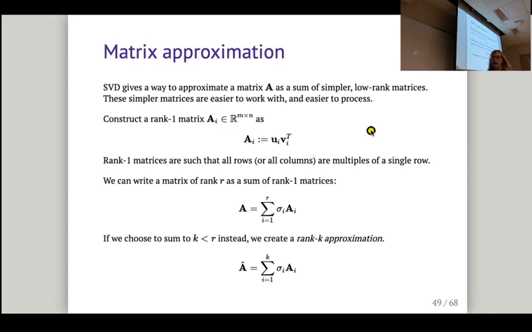We can then write a matrix of rank R, so we can take A and write it as the sum of these rank 1 matrices. Essentially we can take A, break it up into layers that come back together and build up the original matrix. If we choose not to go all the way up to the original rank of A, if we stop a little bit sooner, say K, we call that a rank K approximation. So this A hat will not be the same as our starter matrix A, but it should be a good approximation.